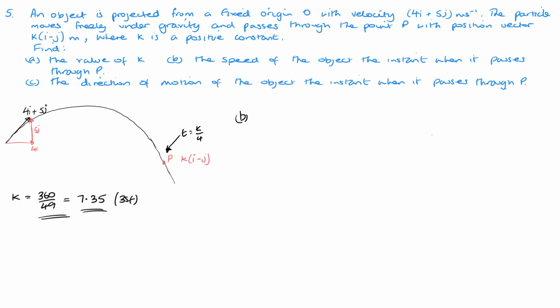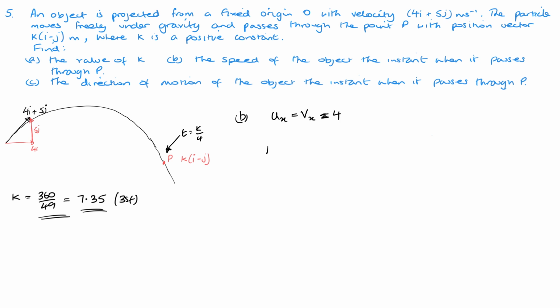Now, finding the speed at point P is not super straightforward either. So that's why I want to talk you through this one. The horizontal velocity is quite easy because it's not affected by gravity. It's going to remain 4, so our ux and our vx are always going to be that 4 meters per second. So there's no difference there. The one that we need to work out is our vertical velocity.